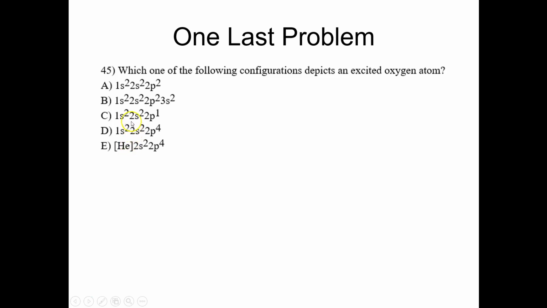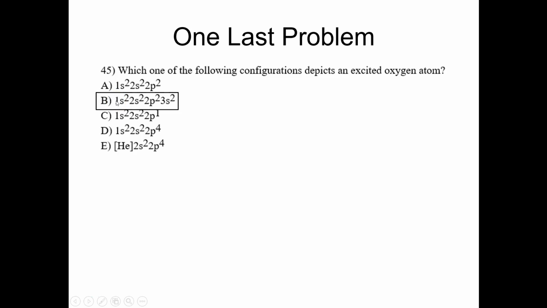Then I just start counting electrons. An oxygen atom has 8 electrons. C has 5 electrons, so that's out. A has 6 electrons, so that must be out. This leaves us with B, 1s2, 2s2, 2p2, 3s2. It's got a total of 8 electrons, but it's not the ground state. It's also not violating the Pauli exclusion principle. I don't have 3 electrons at any p subshell. And so the answer is B.